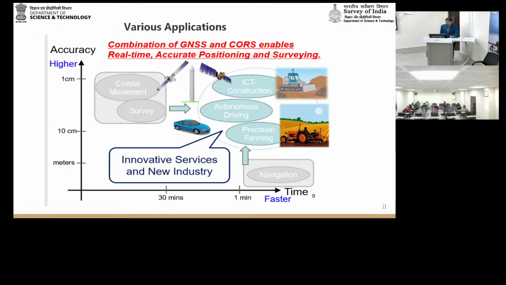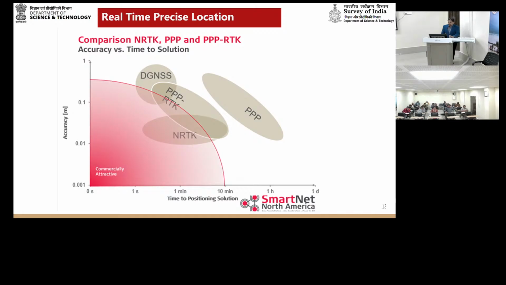See the various applications of CORS. CORS has multiple uses, like in coastal movement, in surveys, and innovative services in industries like precision farming, autonomous driving, ICT, construction, and navigation. We compare the various methods of getting location like NRTK, PPP, and RTK. You can see that NRTK is the best because NRTK gives more accuracy in less time as compared to DGNSS, sorry, PPP and PPP-RTK.